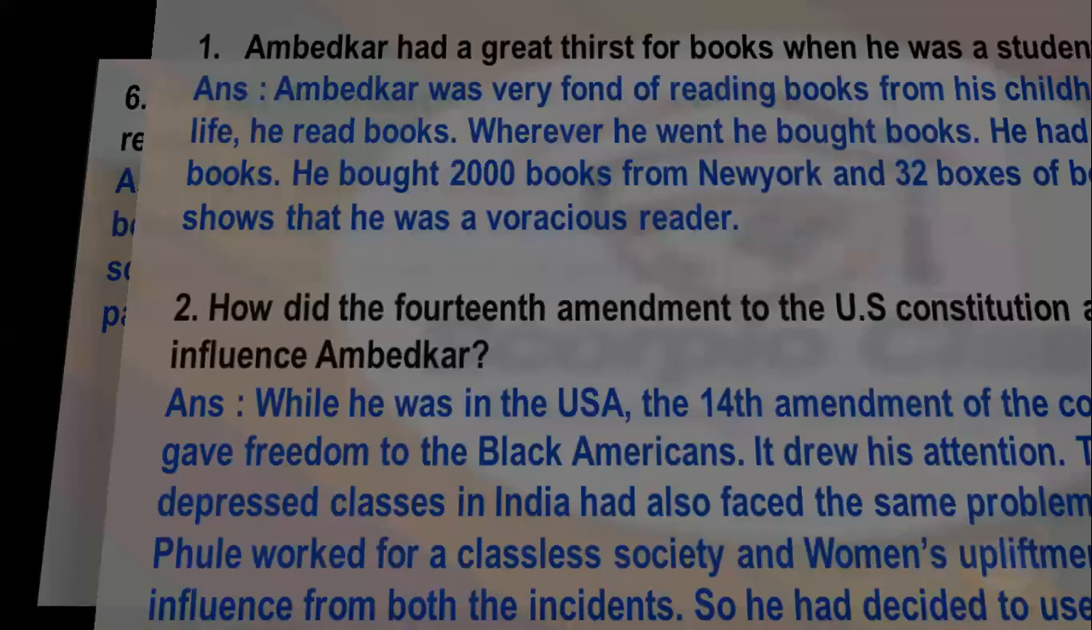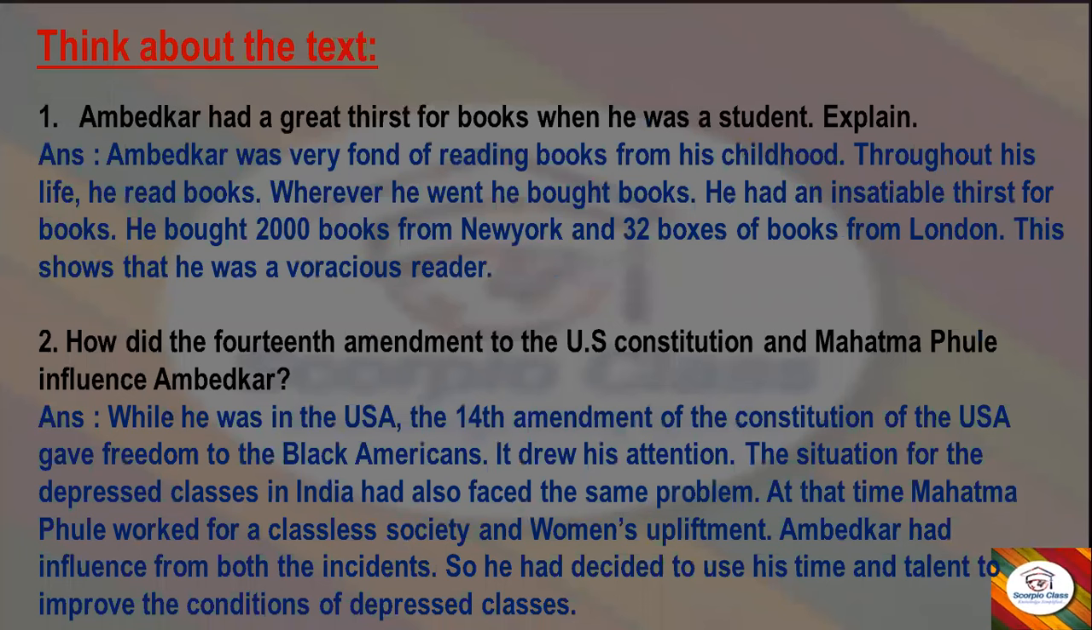Now we have to think about the text questions from your textbook. So the first question here is, Ambedkar had a great thirst for books when he was a student. Explain. Answer: Ambedkar was very fond of reading books from his childhood.